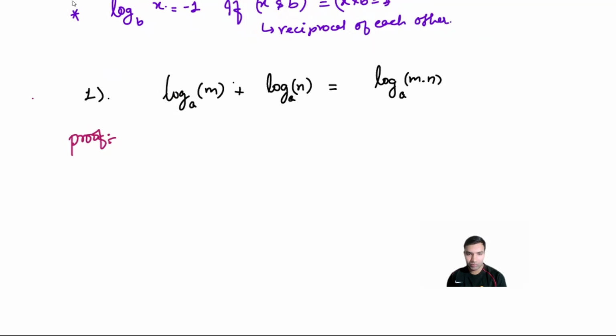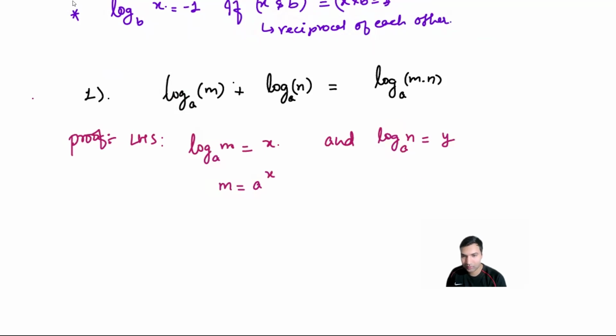So now what is the first thing? Let's assume that log of m to the base a is equal to x, and basically I'm using the LHS to prove the RHS. And log of n to base a is equal to y. So using the property of log, how do I read this? What power of a is m, isn't it? So in exponential form, I can say m is equal to a to the power x, and n is equal to a to the power y.